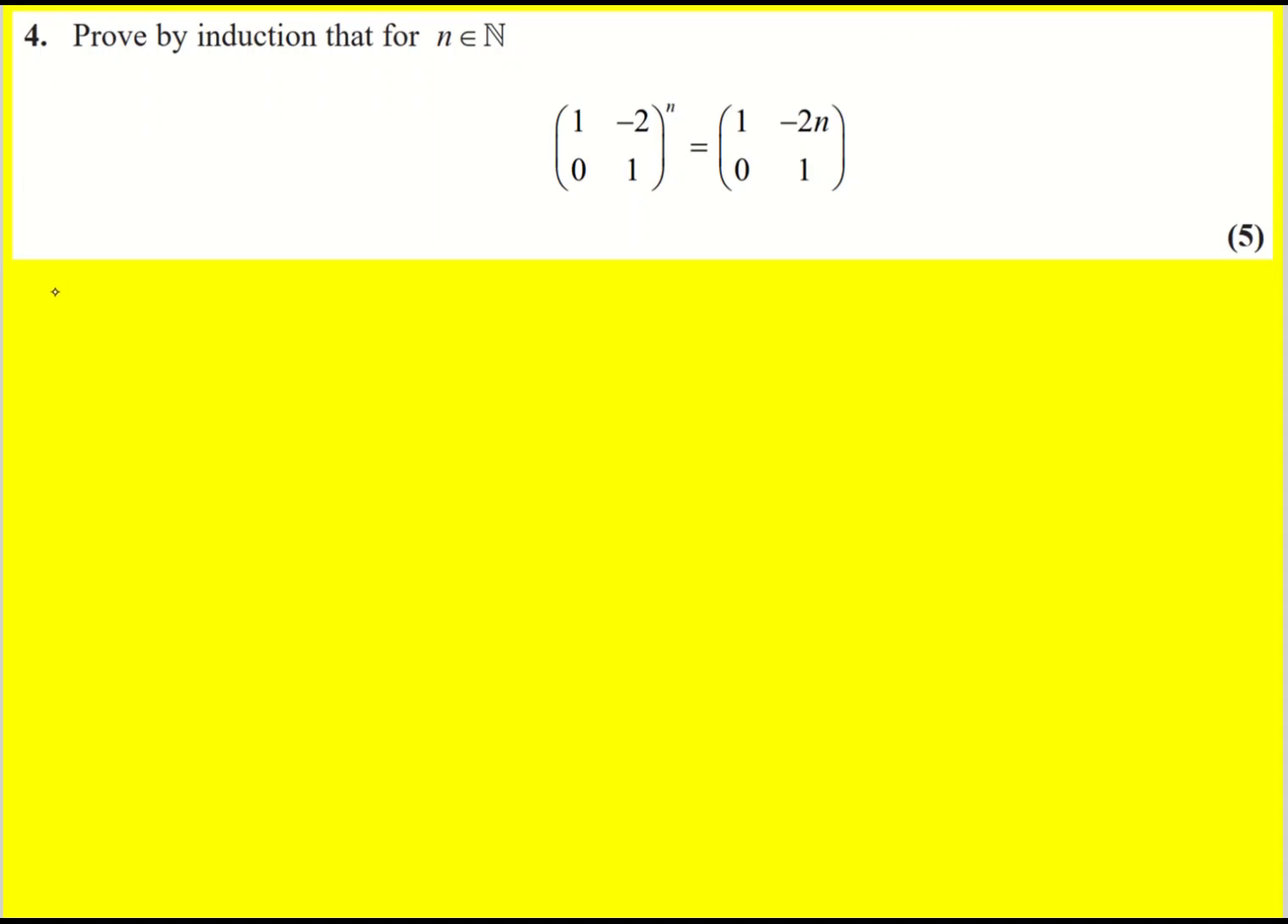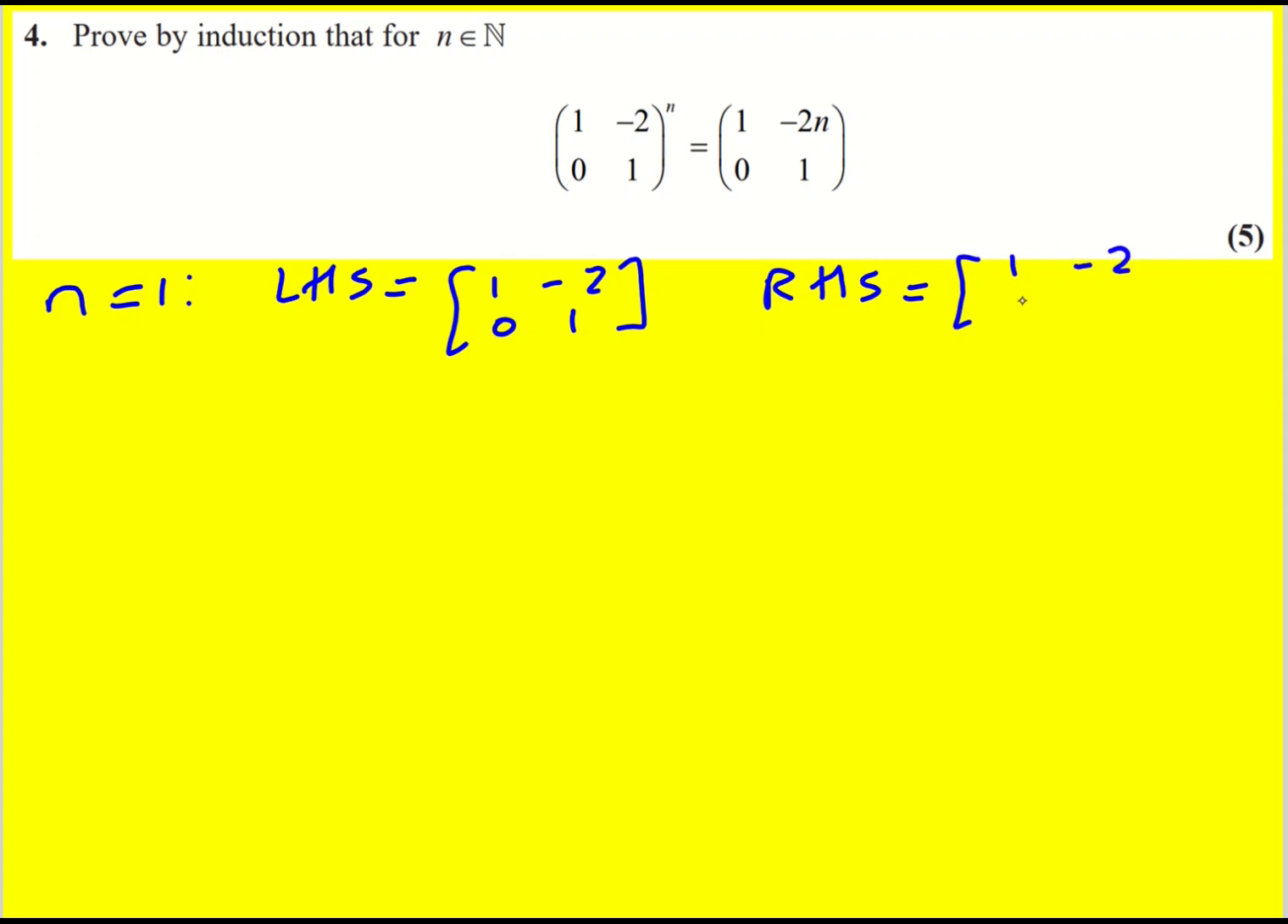Let's prove this result by induction. So first up, we're going to prove that it's true for n equals 1. The left-hand side will simply equal (1, -2, 0, 1). And the right-hand side will equal (1, -2, 0, 1). And the left-hand side equals the right-hand side. So this is true. We're now going to assume the result is true for n equals k.